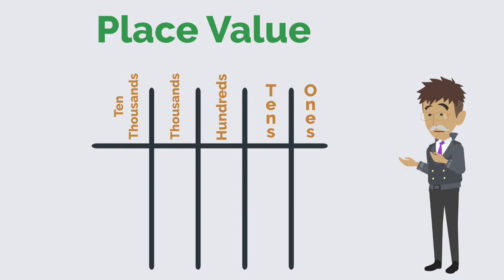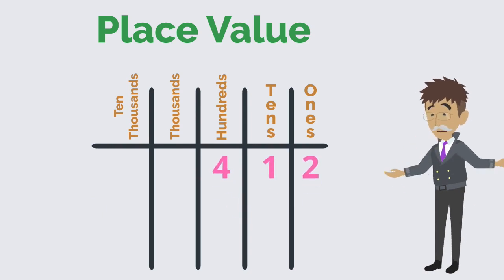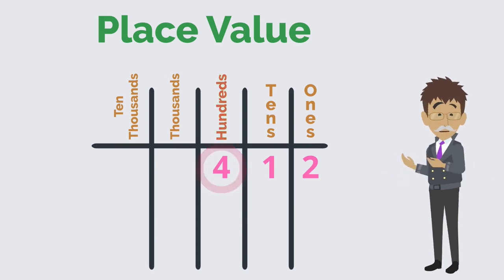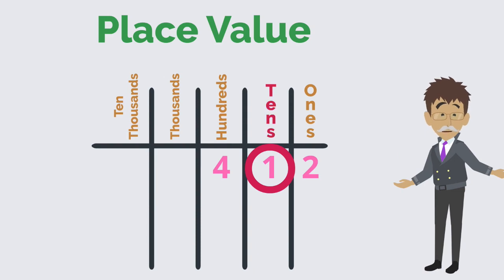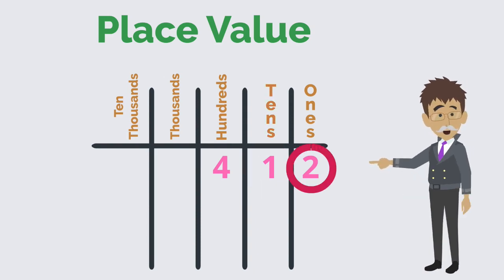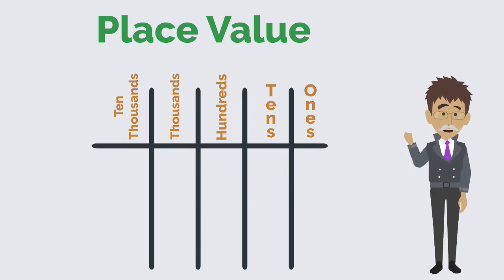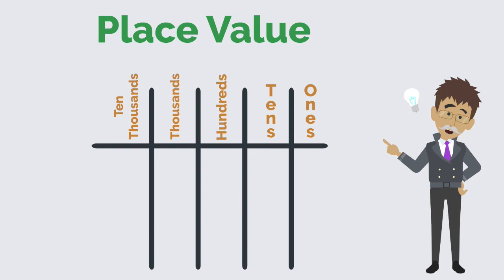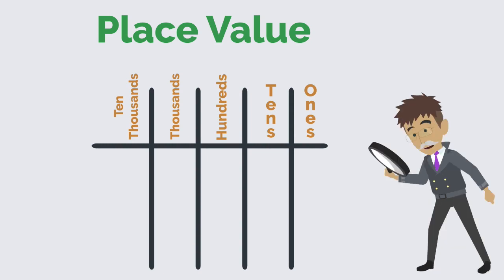For example, let's look at the number 412. The digit 4 is in the hundreds place, so it represents 400. The digit 1 is in the tens place, so it represents 10. And the digit 2 is in the ones place, so it represents 2. By understanding place value, we can break down big numbers into smaller parts. Then we can work with them more efficiently. It's like being a detective solving number mysteries.